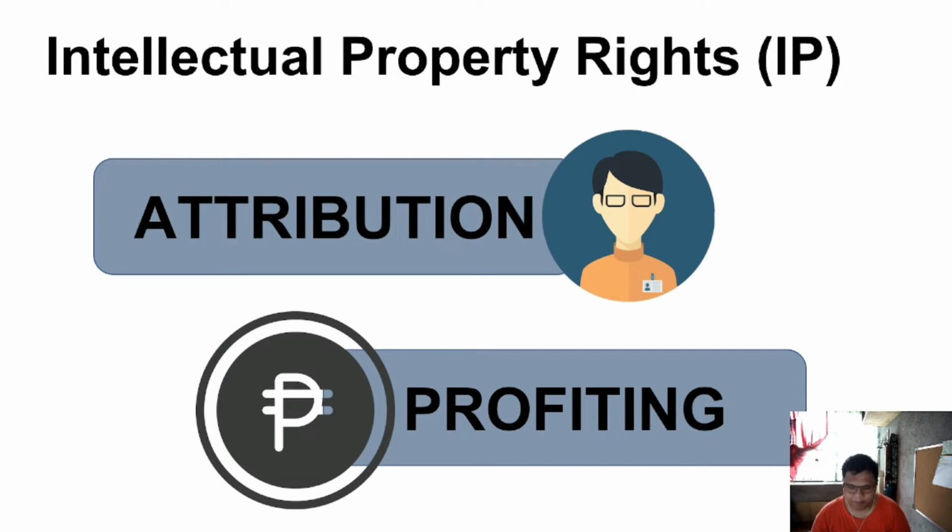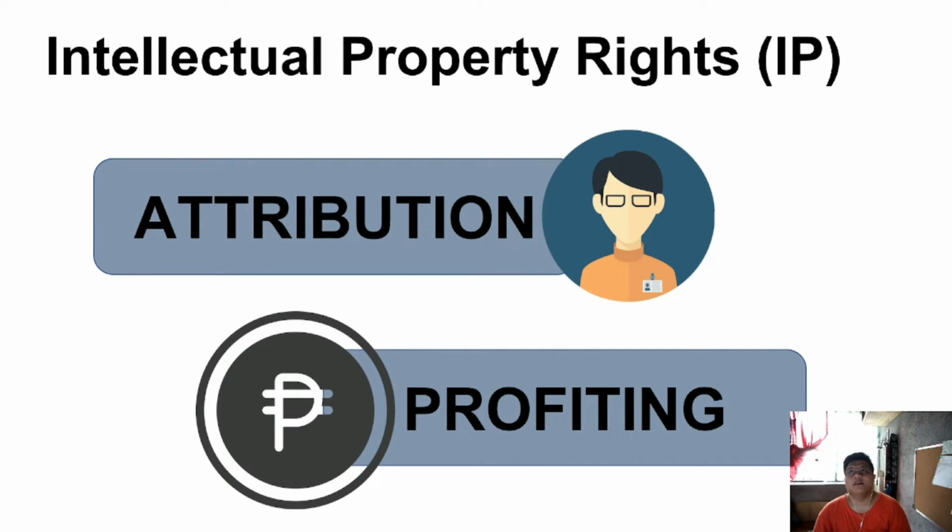Let's say, for example, Facebook. Facebook is the intellectual property of its creator, and one of its creators is Mark Zuckerberg. So when we discuss Facebook, there's no other person to attribute Facebook to other than Mark Zuckerberg.